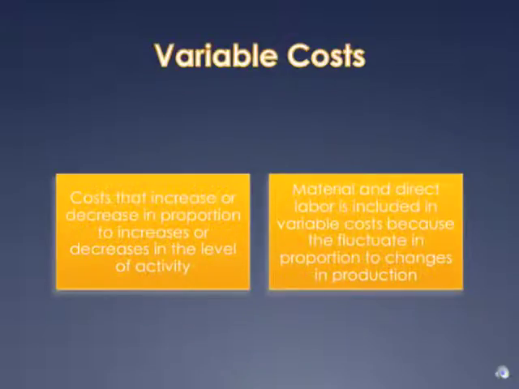Next is variable costs, and these are costs that increase or decrease in proportion to increases or decreases in the level of activity. Material and direct labor are included in the variable costs because they fluctuate in proportion to the changes in production.